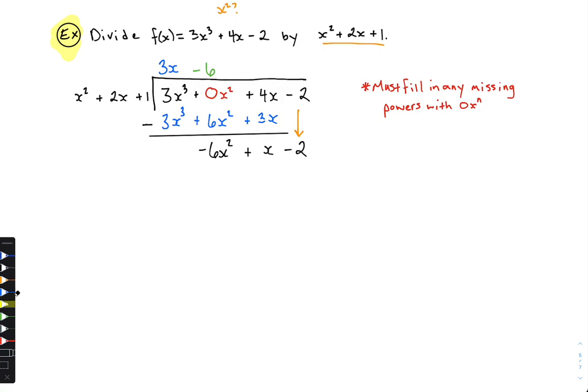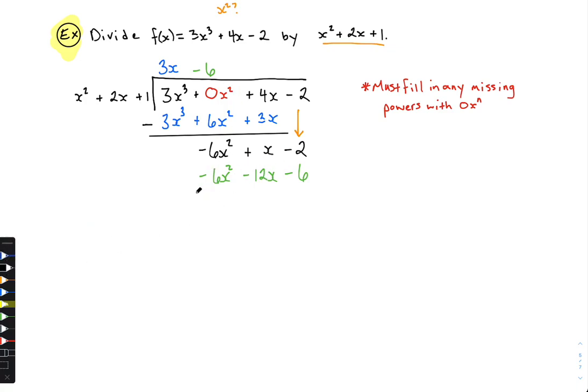Then, just like before, I want to distribute that term to all three of these places. So negative 6 times x squared, negative 6 times positive 2x, which gets me a minus 12x, and negative 6 times positive 1, which gets me negative 6. All right, and just like before, now what I essentially say is that 3x minus 6 times x squared plus 2x plus 1, I first got this from distributing the 3x. Now I've got this from distributing that negative 6.